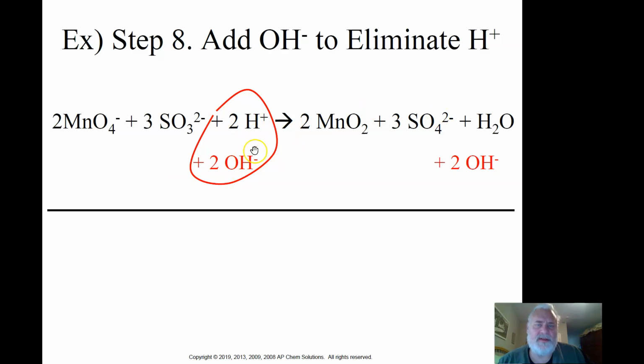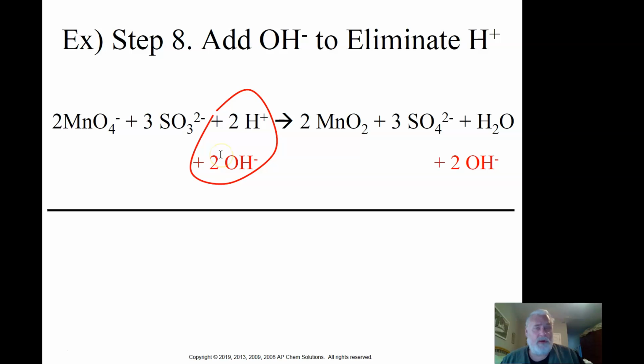So what you do in a step 8 is you add just enough OHs to get rid of the hydrogen on this side. Now notice it's not going to just completely disappear, and this is where it gets a little bit tricky, because the OH and the H plus, if you think about that, makes a lot of sense. Those charges are going to go, and you got H2O. So we have 2 water molecules, but we have 1 water molecule on that side.